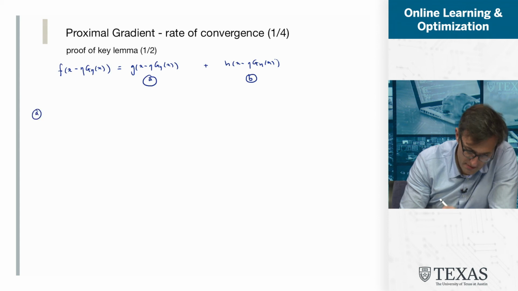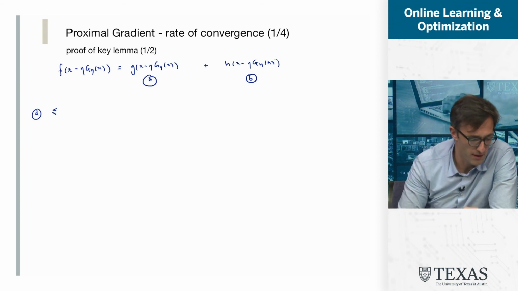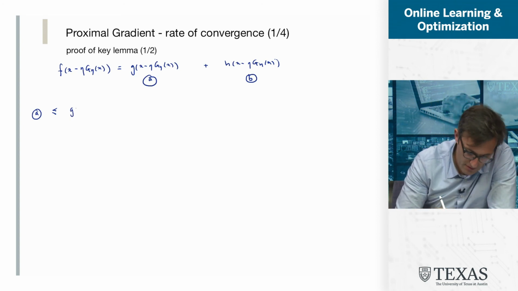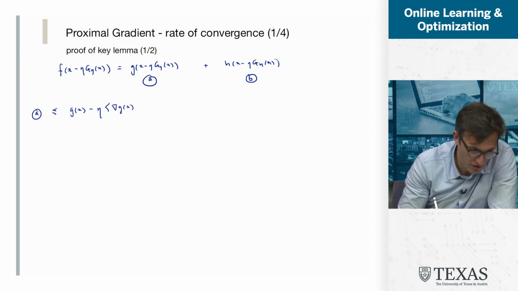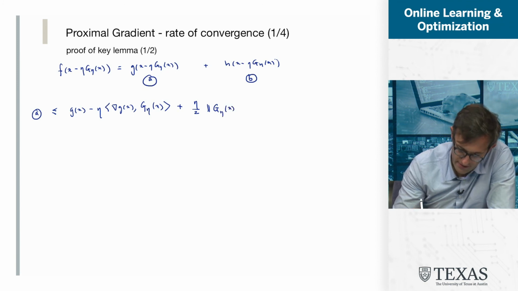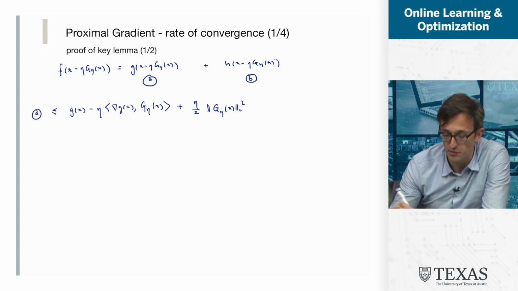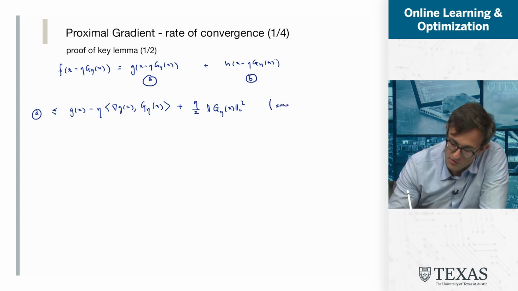So term A is upper bounded. This is the easy one because g is not only convex, but it's also smooth. So this is upper bounded by g of x minus eta times the gradient of g of x, g eta of x, plus eta over 2 times g eta of x squared. Where did this come from? Give you a second to think about it. So this is directly from the smoothness. So it's just applying the quadratic upper bound from smoothness of g.